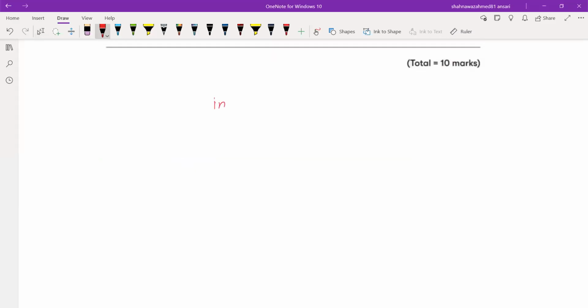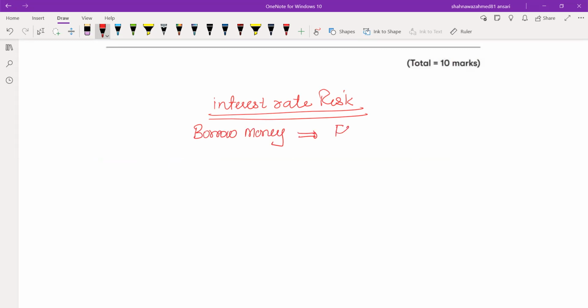Now, another thing is about interest rate risk. For example, if you have to borrow money at a floating rate, then for the borrower, the risk is that the floating rate might increase. That is, LIBOR might increase. So the borrower wants to hedge the increase in the market rate. But it is also a possibility that the borrower wants a fixed rate.